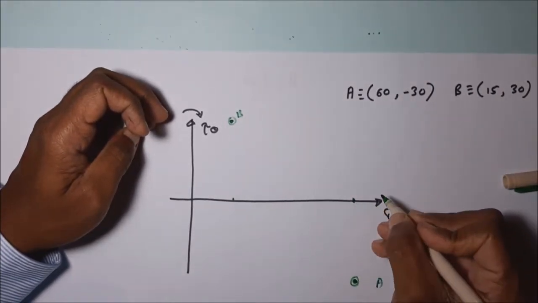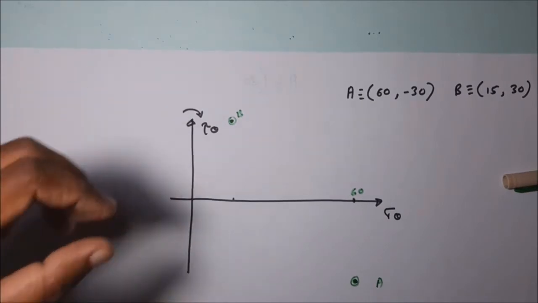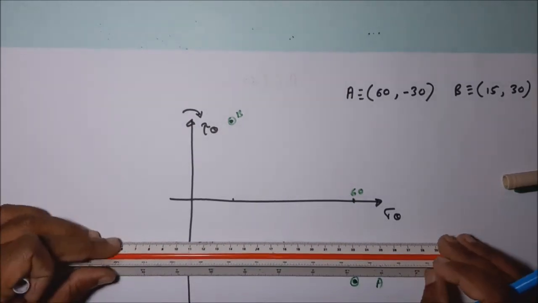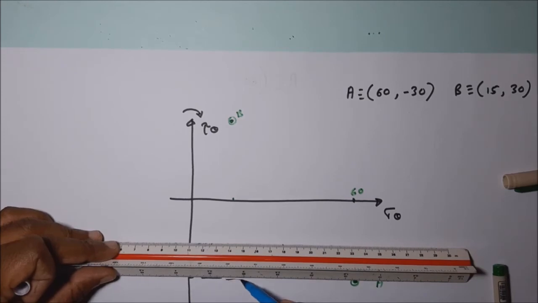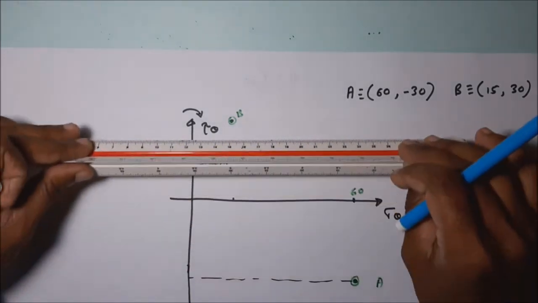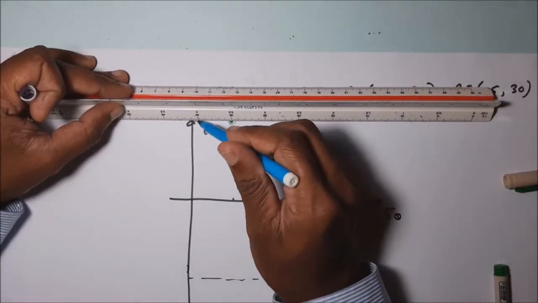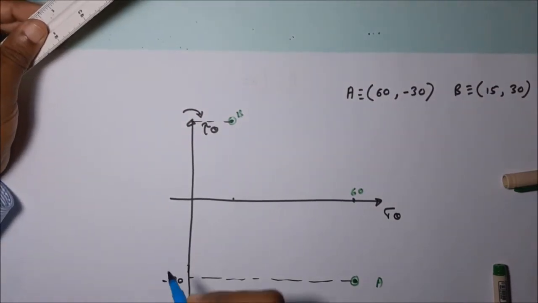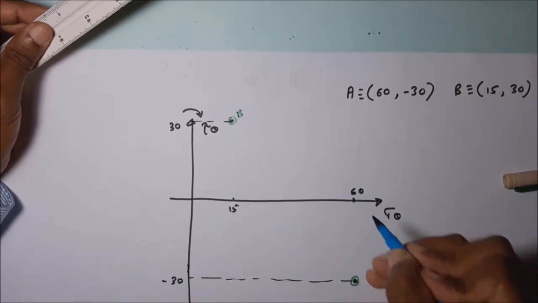So what is this value? This value is equal to 60. In this method you don't want to remember any of the equations. Here it is minus 30, here it is plus 30, here it is 15, here it is 60.